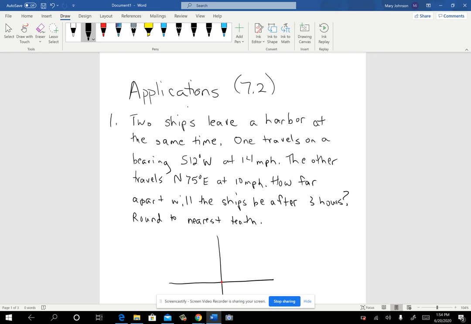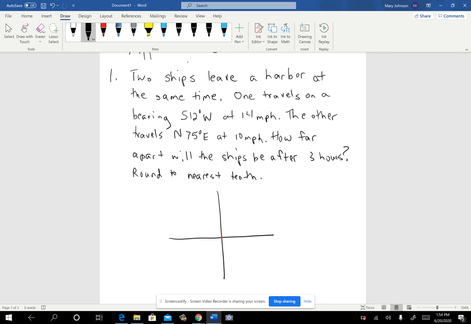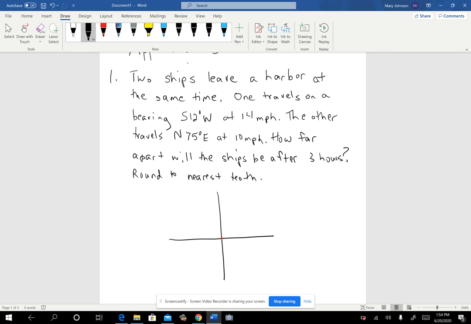All right, so here we have two ships. They're going to leave the harbor at the same time, traveling at different bearings and at different speeds. And our job is going to be to find out how far apart they're going to be after 3 hours. All right, so let's see. One travels on a bearing of south, 12 degrees west.